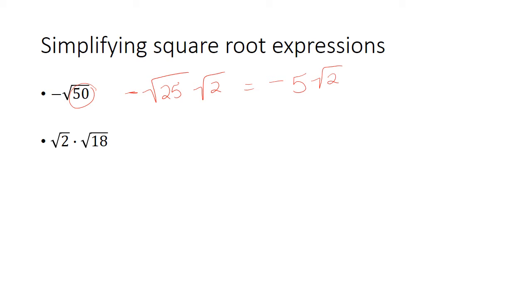All right, so let's do radical 2 times radical 18. I'm just going to combine them together. That would be radical 36. I can take the square root of 36 easily. The principal root is 6.